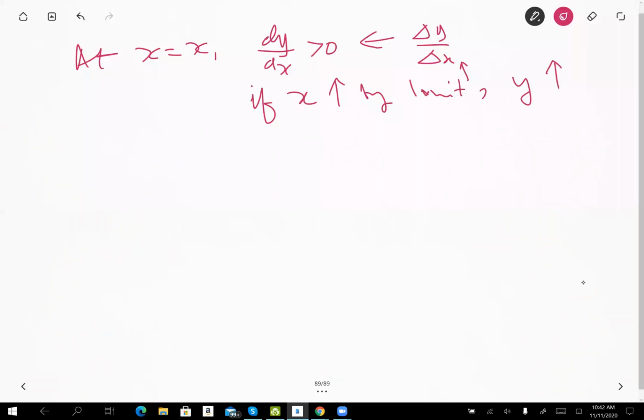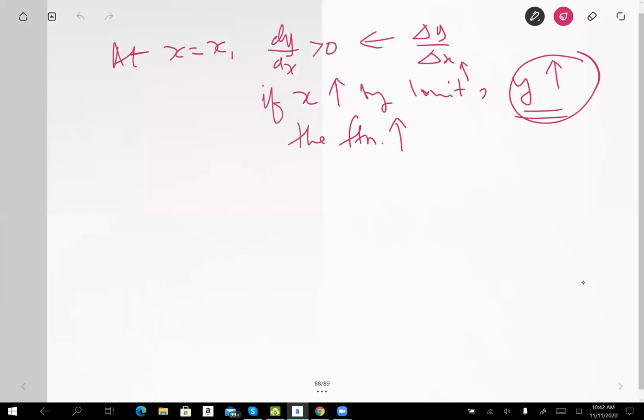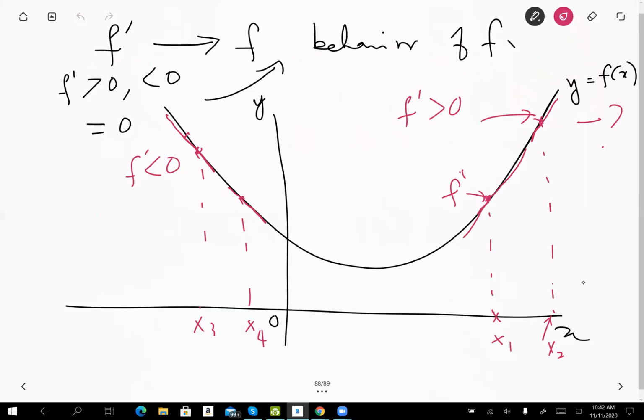But the point is y will increase. Increase by how much? By the amount of the slope. But that is not important. What is important is you want to see whether the function or the y is increasing or not. So if the slope is positive, and x increases by some unit, the y will increase. So what is our conclusion?